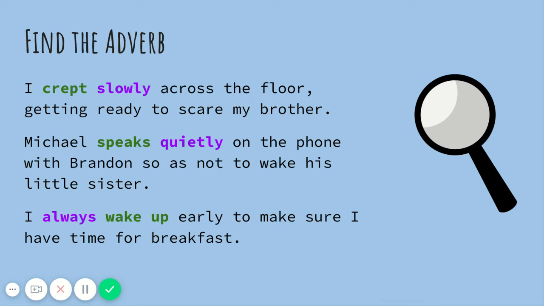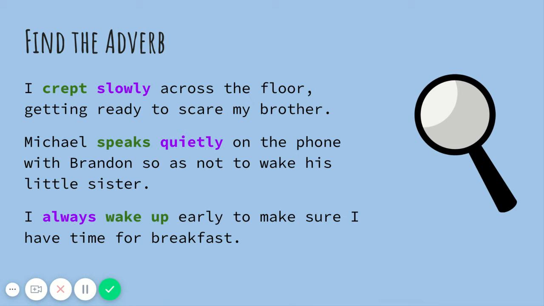The second example says, Michael speaks quietly on the phone with Brandon so as not to wake his little sister. Imagine your baby sister or baby brother is sleeping next to you and you're on the phone with your best friend. How do you think you're going to make sure that you speak in order to not wake up your sibling? Michael, in this case, speaks, so that's his verb, quietly on the phone.